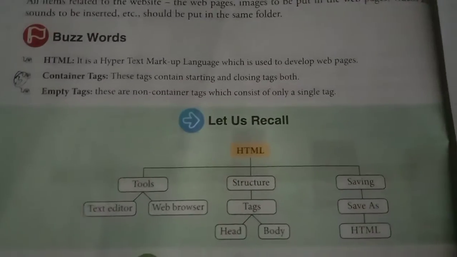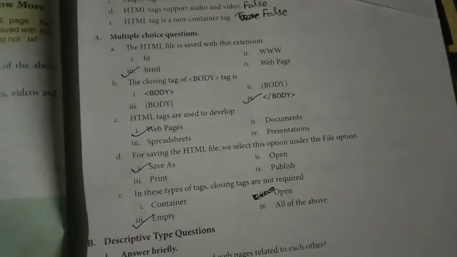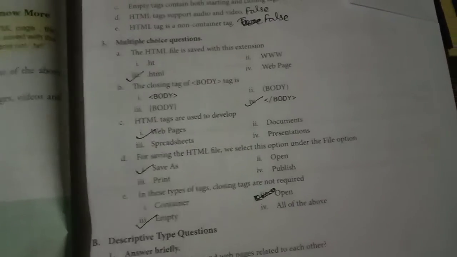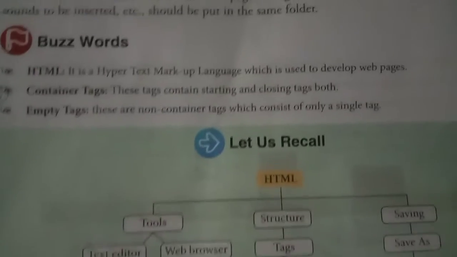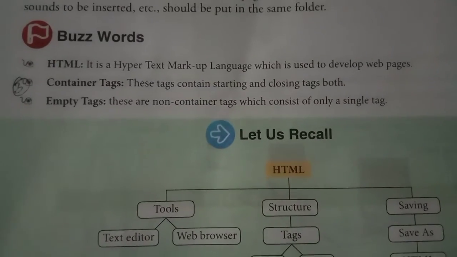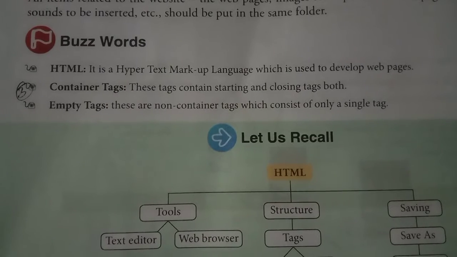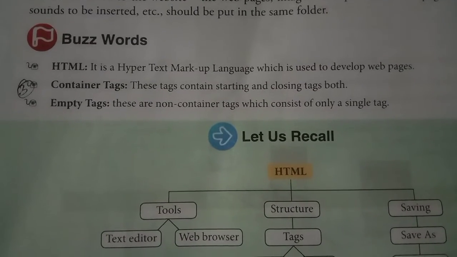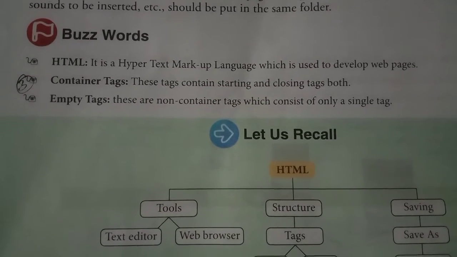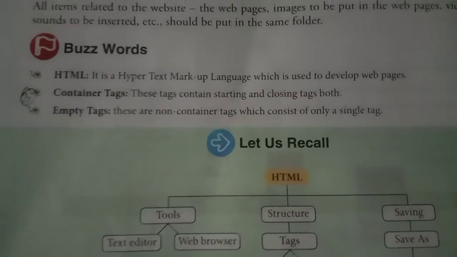Class 8 student, now we are in the fourth chapter. The name of the chapter, this one is the fourth chapter of computer. So the name of the chapter is Introduction to HTML. You have to come watch the video and complete these things. We already completed the chapter. So now you have to write the definitions of this HTML.